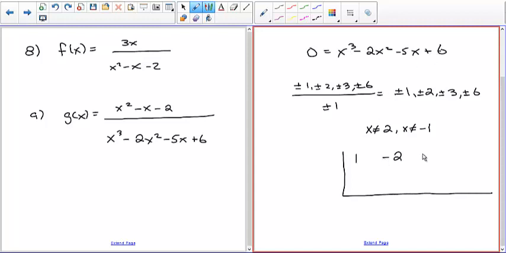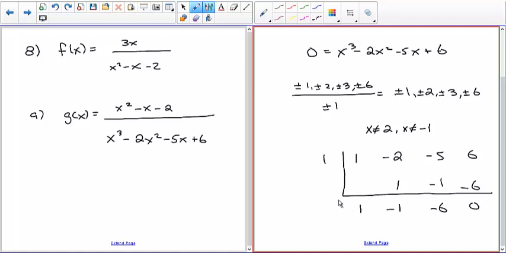So I got 1, negative 2, negative 5, 6. Let's put 1 in there. Bring the 1 down. 1 times 1 is 1. Add these together, you get negative 1. Negative 1 times 1 is negative 1. Negative 5 plus negative 1 is negative 6. 1 times negative 6 is negative 6. You add these two together, you get 0.